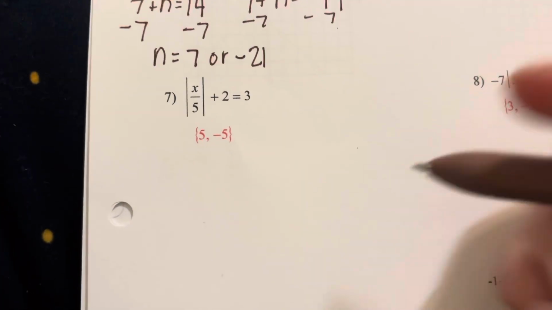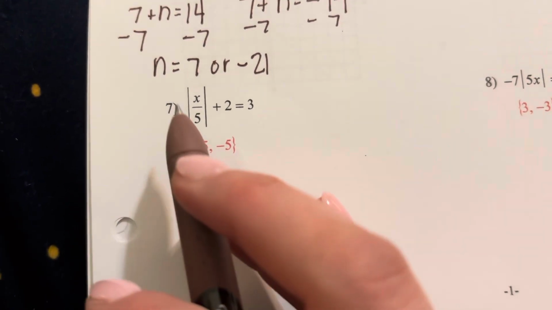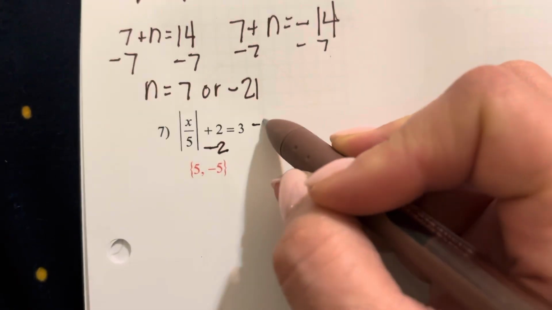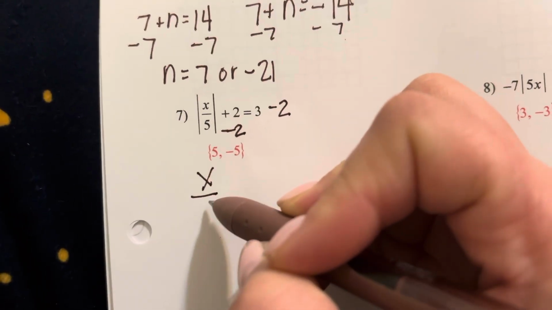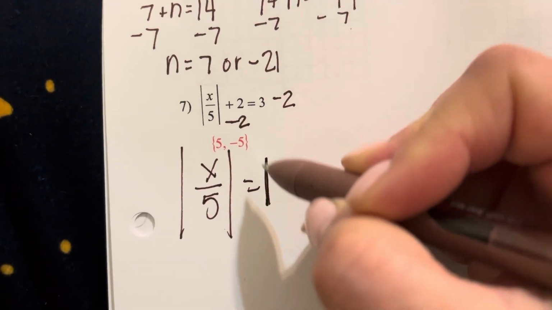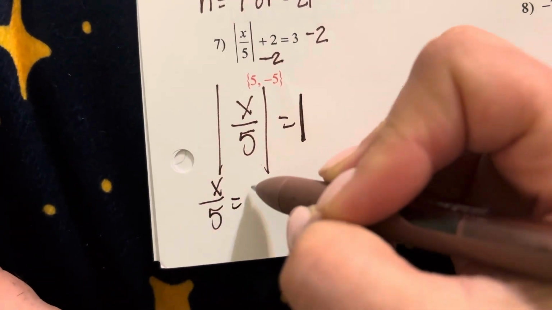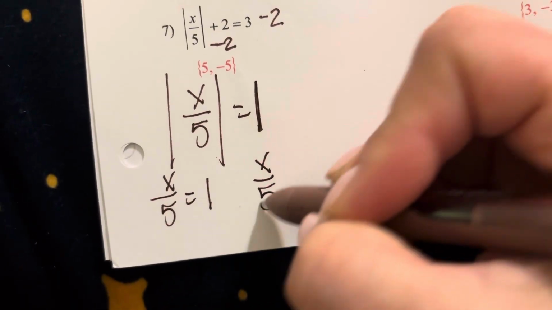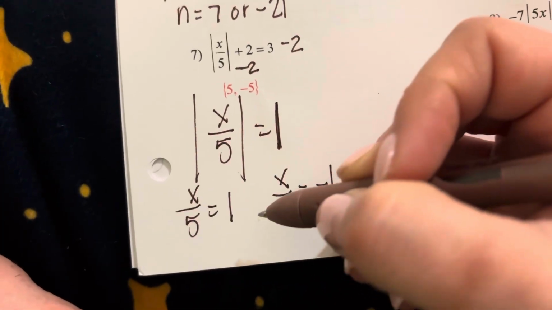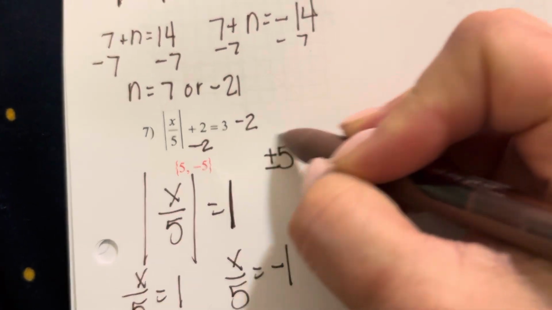For number 7, the first thing I want to do is get this absolute value by itself. So in this case, I'm going to subtract 2 from both sides. I get the absolute value of x divided by 5 equals 1. In this case, we know that x divided by 5 could equal 1, or x divided by 5 equals negative 1. When we multiply by 5 on both sides, we get a plus or minus 5.